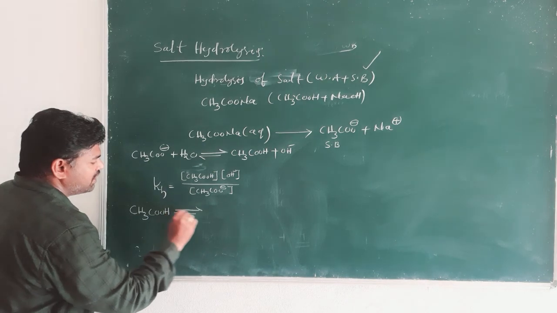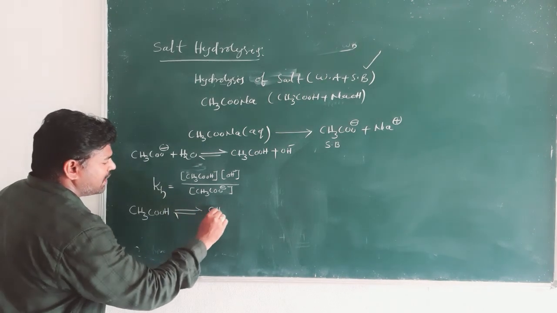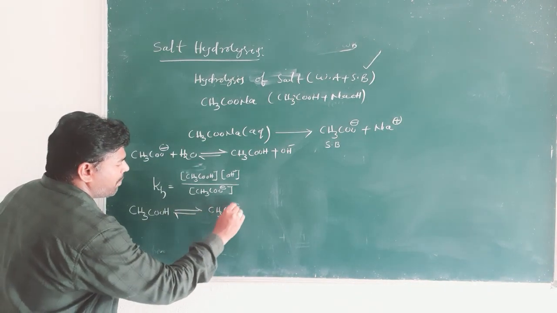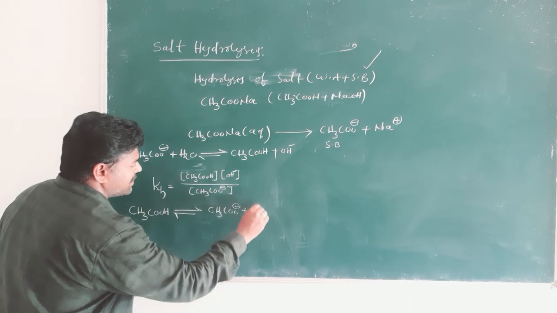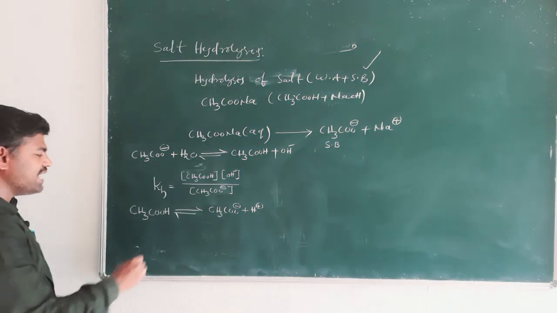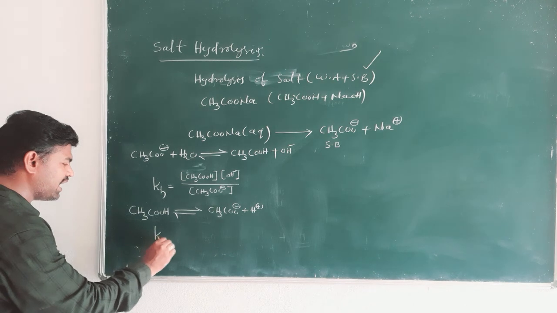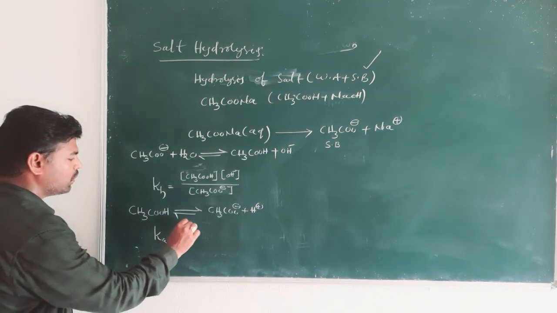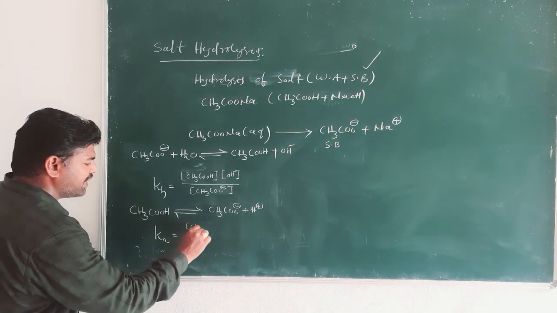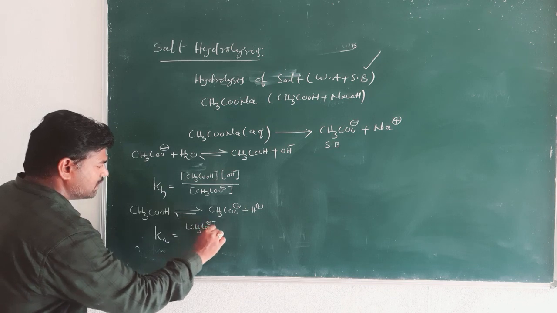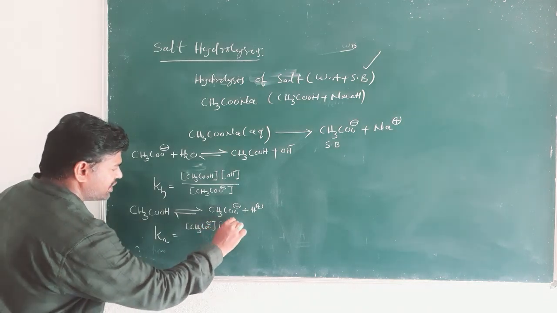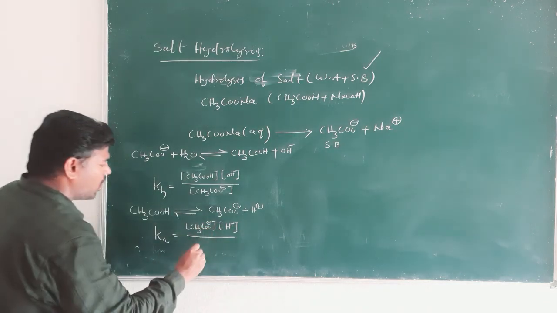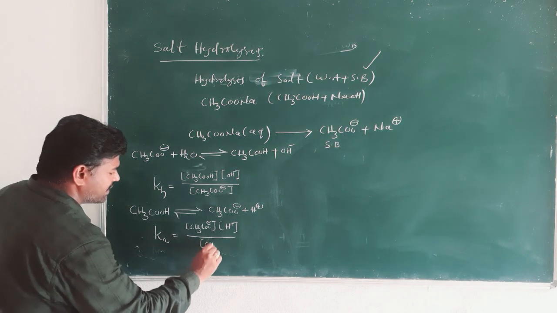Now, we shall take the acid dissociation constant. CH3COOH is also a weak acid, CH3COOH gives CH3COO minus plus H plus. So, this acid dissociation constant Ka is equal to the concentration of acetate ion times the concentration of H plus divided by the concentration of acetic acid.